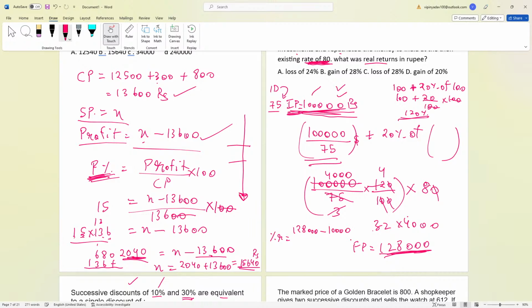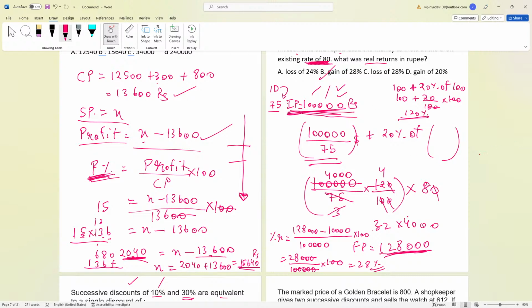Divided by what? Here we have the initial part, that is 1 lakh, multiplied by 100. You will get 28,000 divided by 1 lakh into 100. So now the zeros cancel, and 28% is the answer over here. That is the way we have got the 28% as the answer.